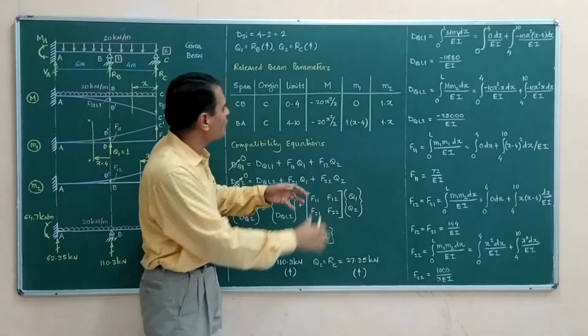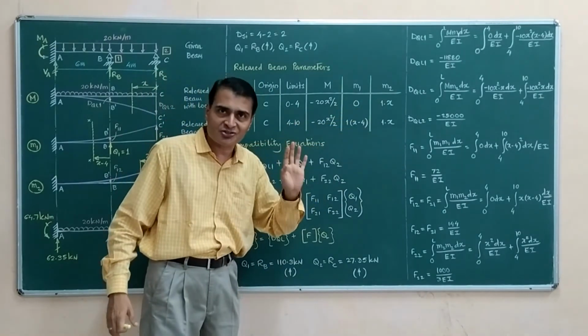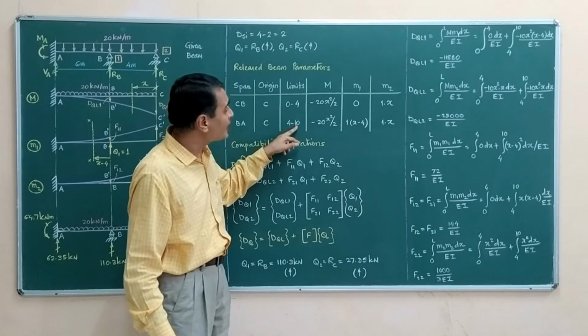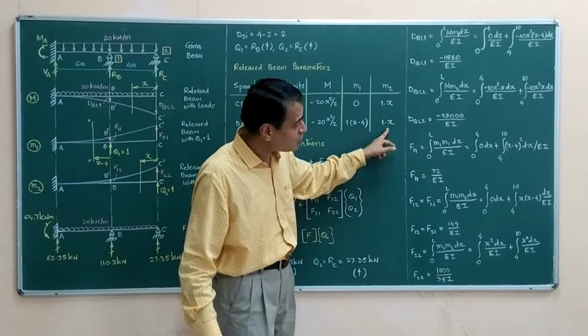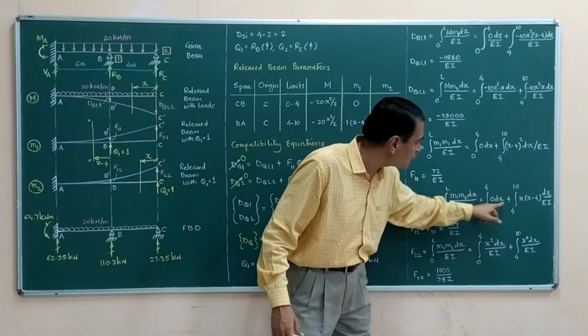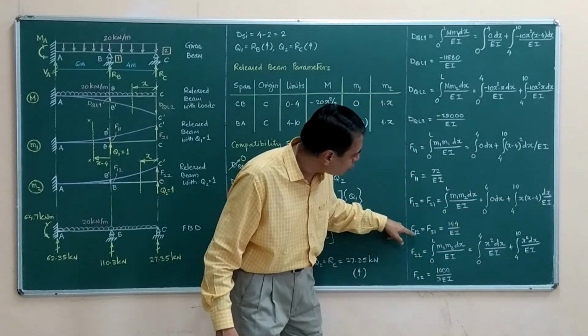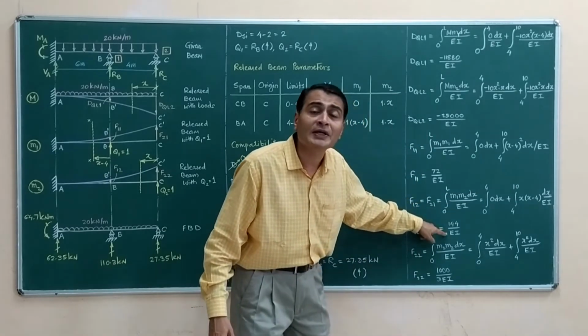So this is the product, this into this into this. My first term is integral 0 to 4, this into this, that vanishes. And second term, integral limits 4 to 10, this into this with respect to x upon EI. That is what I have written here. And I am getting F12 is equal to F21 is equal to 144 upon EI.